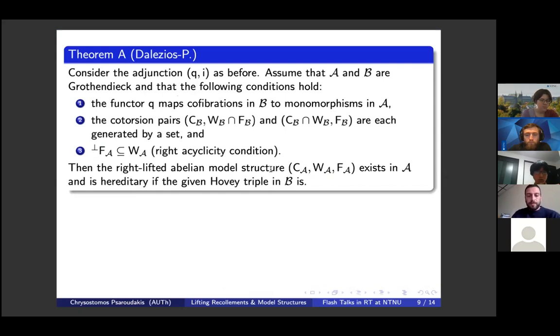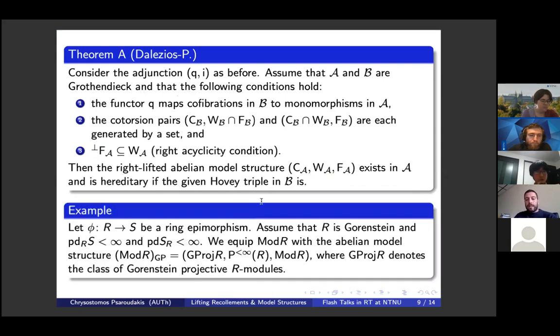And here comes an example. So consider a ring epimorphism and assume that R is a Gorenstein ring. And moreover, S, as a module over R, has finite projective dimension as a left and right module. Then we have the abelian model structure where the cofibrants are the Gorenstein projectives, or Cohen-Macaulay modules. Then the trivial objects are the modules of finite projective dimension. And the fibrants are all modules. And this model structure is called projective because the fibrants are all objects.